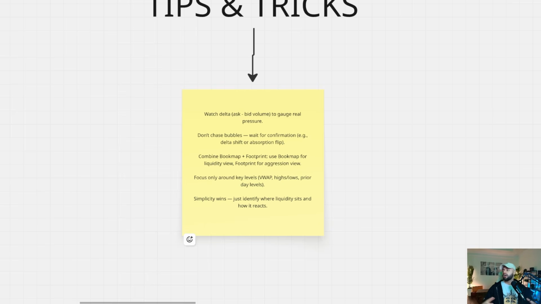So don't just get in long because you see a massive green bubble or get in short because you see a massive red bubble. Wait for confirmation. Wait for the delta shift. Wait for absorption. Wait for exhaustion. Wait for a clear picture to be painted.